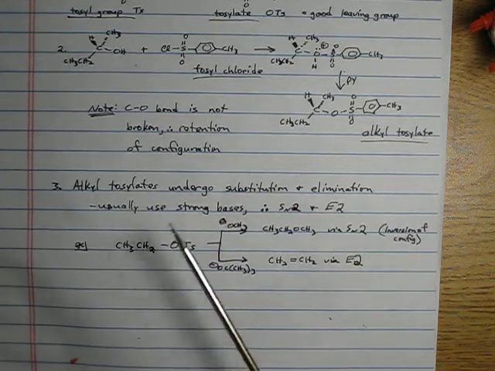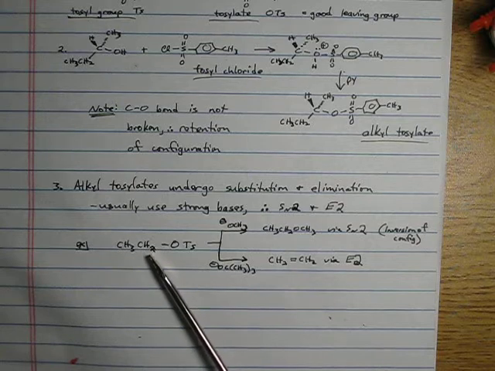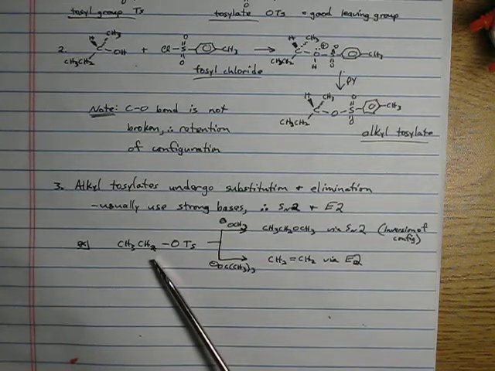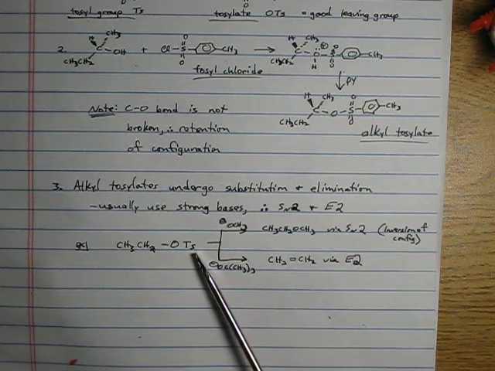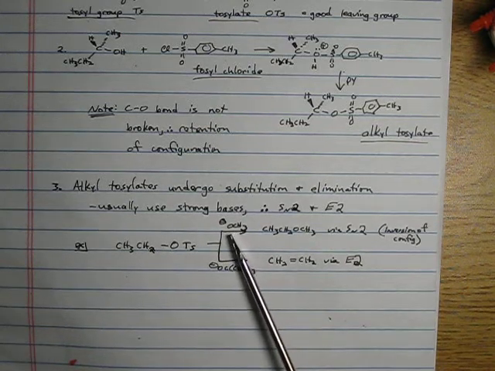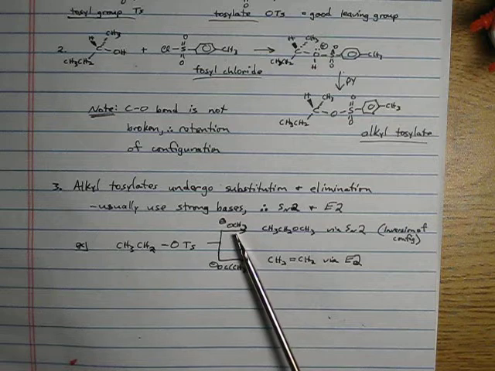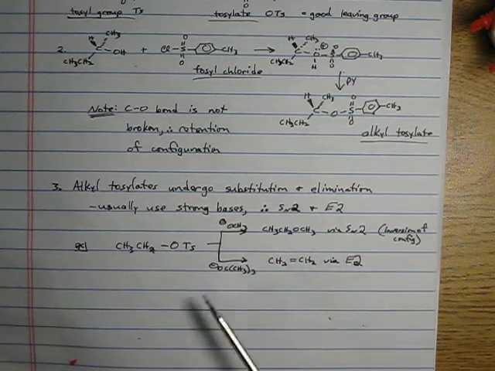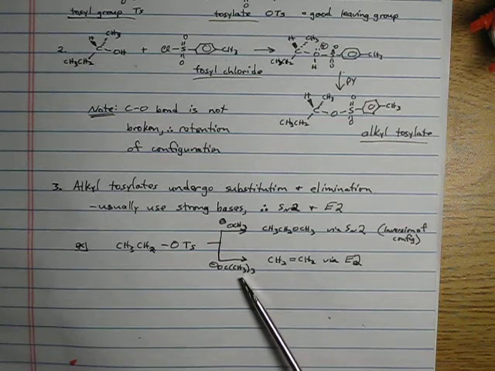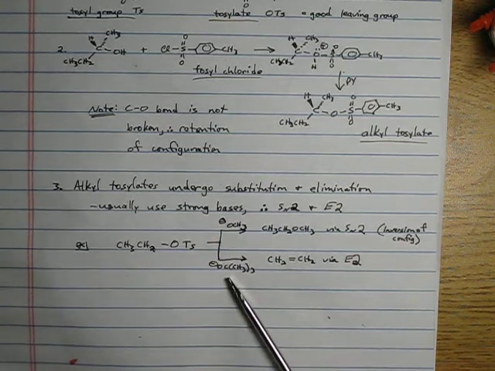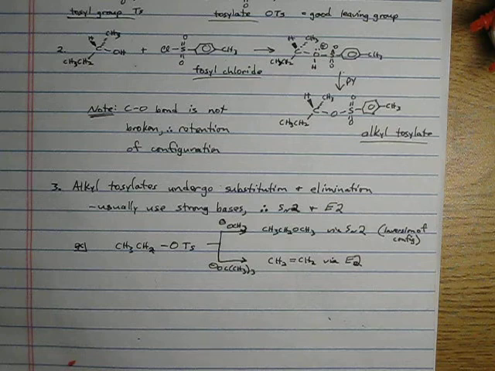So if you had your alcohol, added tosyl chloride and pyridine, you'd make this tosylate. Then you could just react it with OCH3 minus, methoxide, to make the ether via SN2. If you used a strong sterically hindered base, such as tert-butoxide here, you will get the E2 reaction.